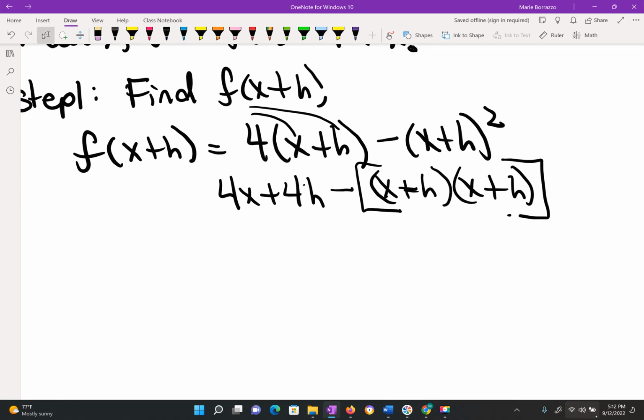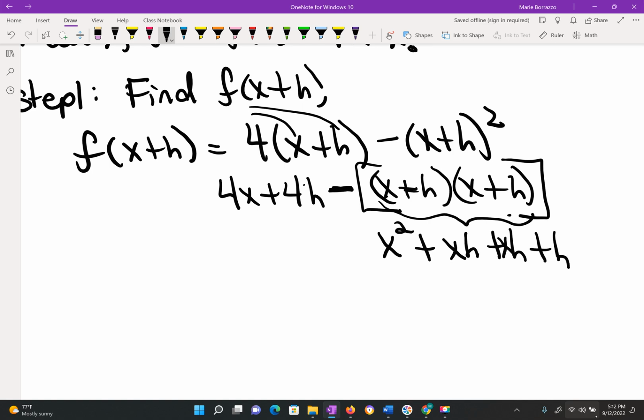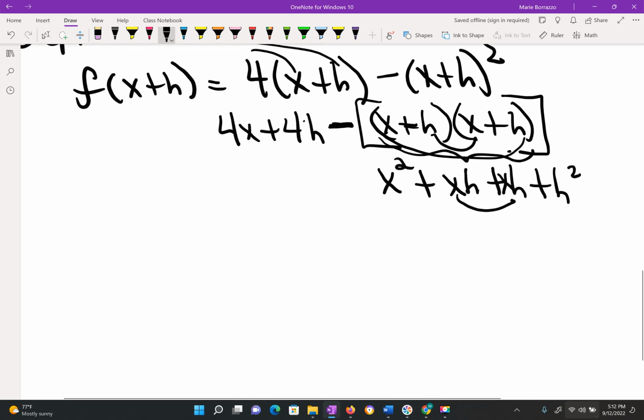Okay, so notice I'm not even paying attention to this little minus sign yet. I'm just looking at the FOIL here, okay? That gives me x squared plus xh plus xh plus h squared. Remember, that's coming from inner, outer. That's where this is coming from. And so now I put it all together, and I've got 4x plus 4h.